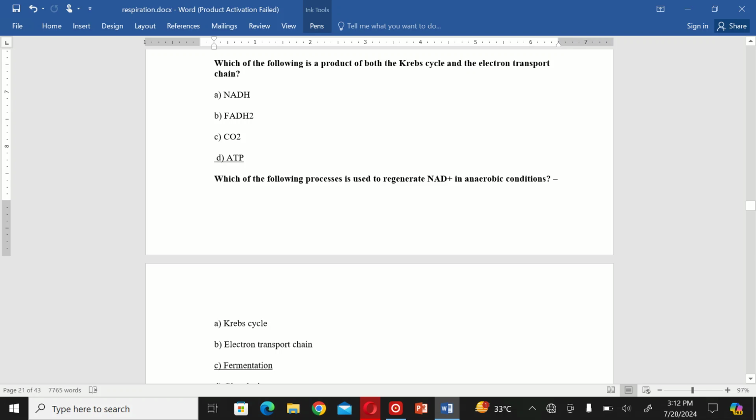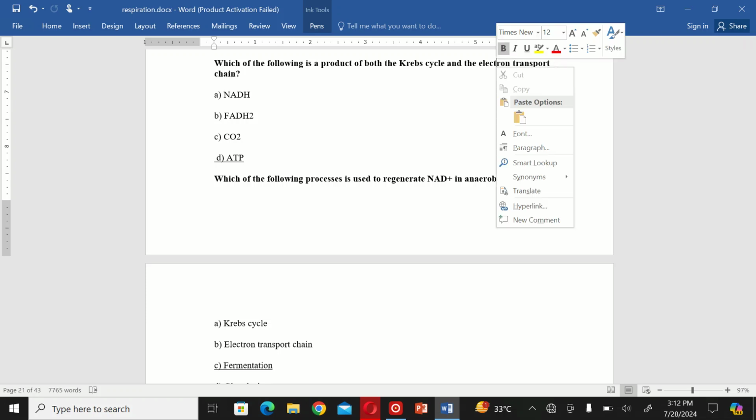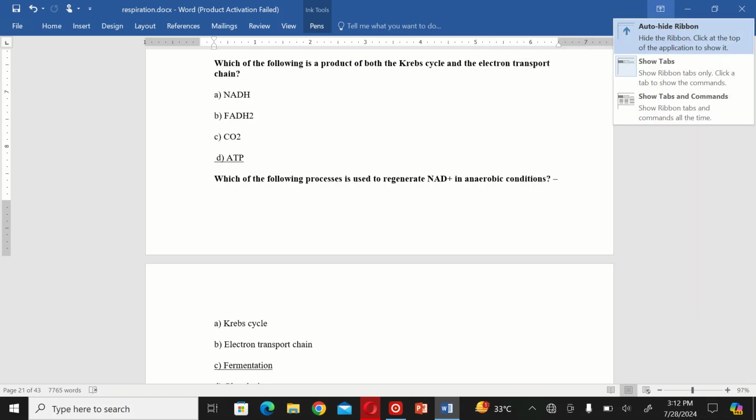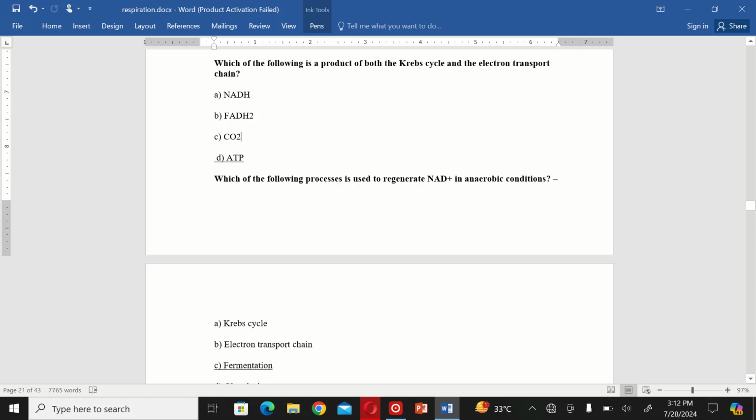The next MCQ is which of the following is a product of both the Krebs cycle and the electron transport chain? A. NADH, B. FADH2, C. CO2, and D. ATP. So the correct option is ATP.